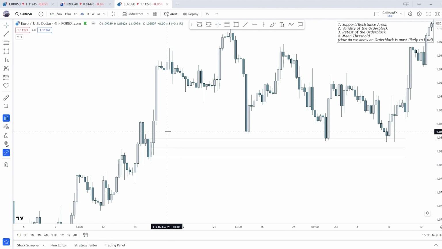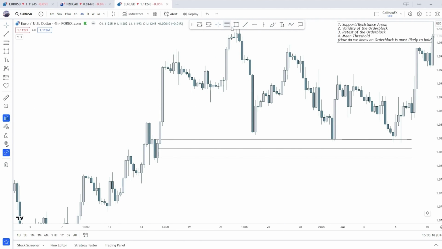If we look at this order block over here, we can already see that right here we have a wick into our 50% level, almost violating the order block. But this order block is holding because why? Its mean threshold has not been disrespected yet. That is just one of the factors.